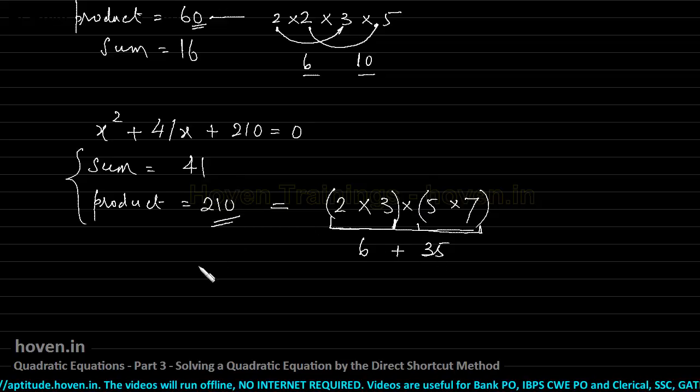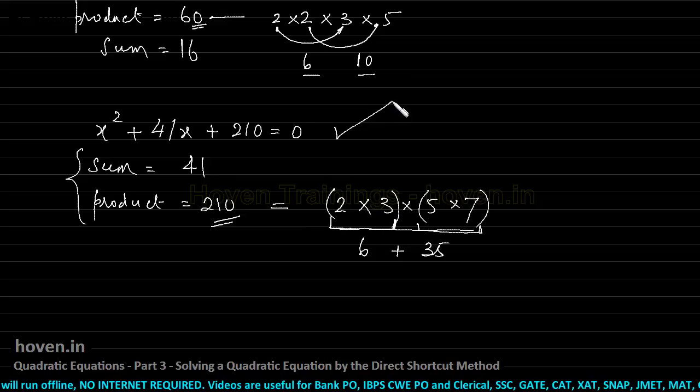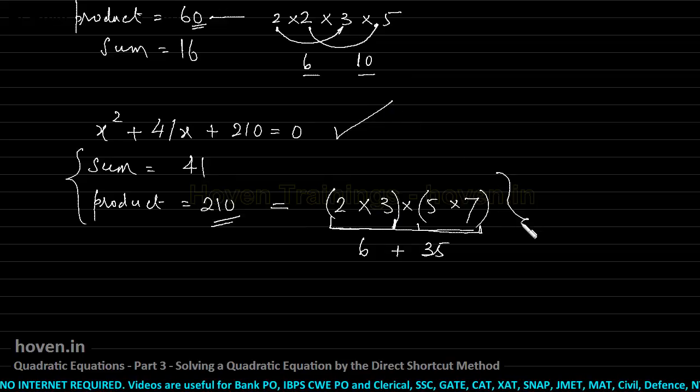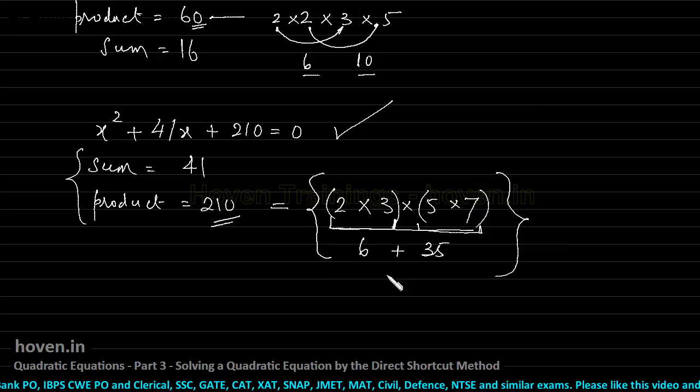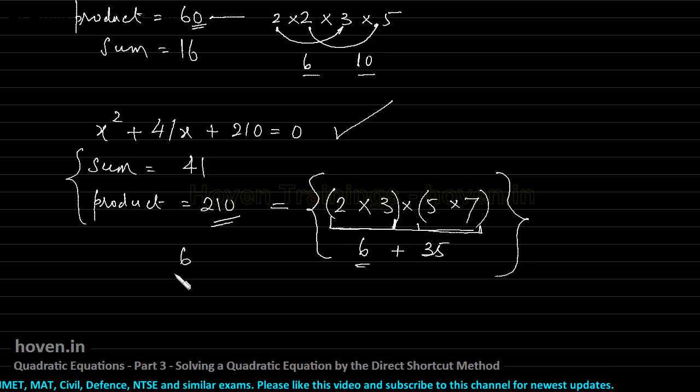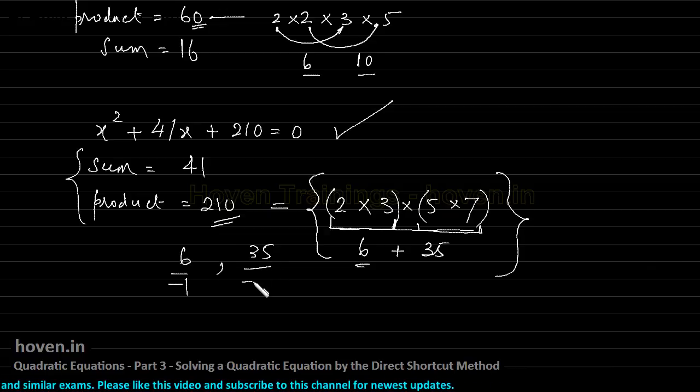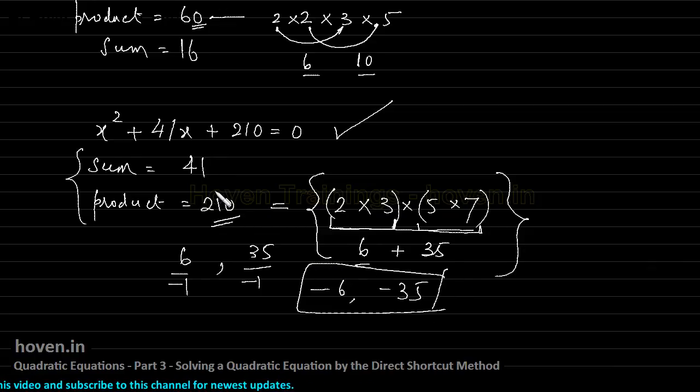Of course, I'm sure you are now thinking that the success of this method entirely depends on your ability to isolate it. You have absolutely seen the right thing. If you are able to successfully make this split, then you are successful. If you can't make this split, then your whole effort is not going to yield anything. So obviously the solution in this case will be minus 6 by 1, minus 35 by 1, that is minus 6 and minus 35 are the solutions to this quadratic equation.